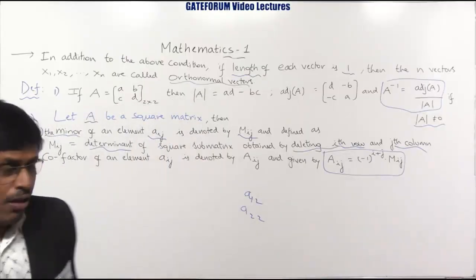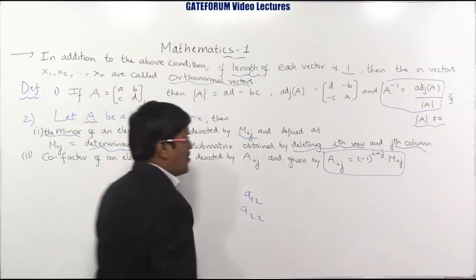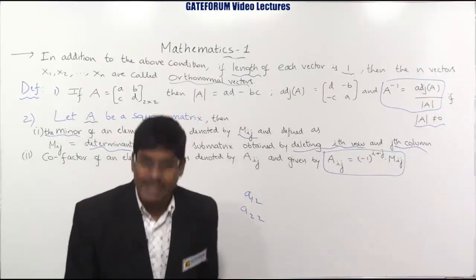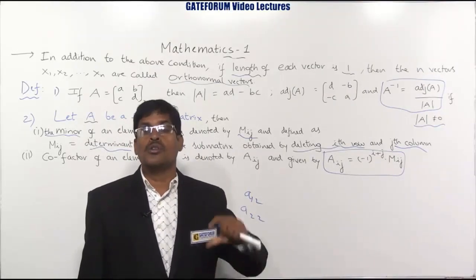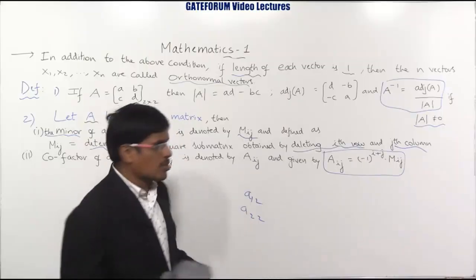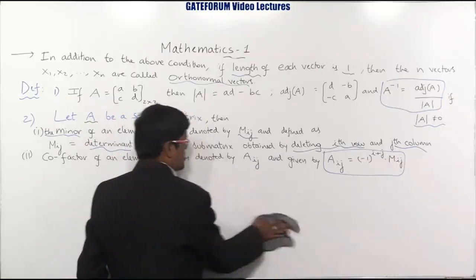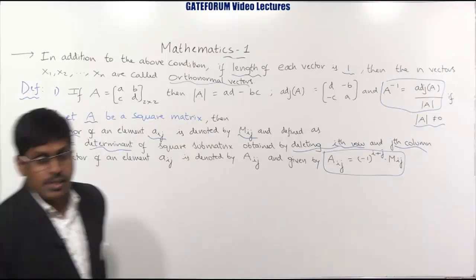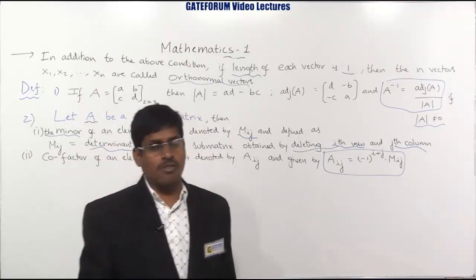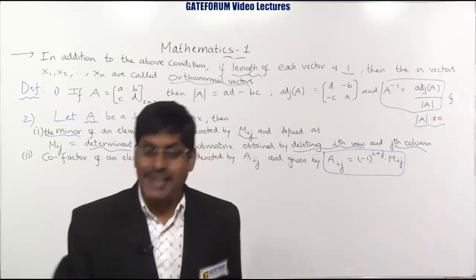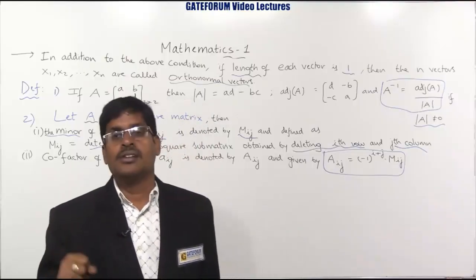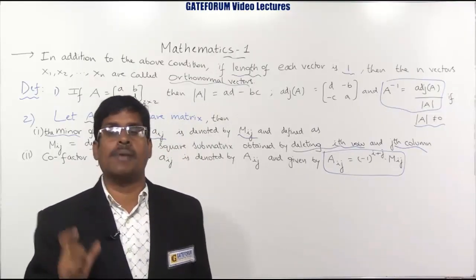So after finding all the cofactors, that means every element is replaced by its cofactor, and then transposing, the matrix so obtained is called the cofactors matrix transpose, which is simply called the adjoint of a square matrix A.